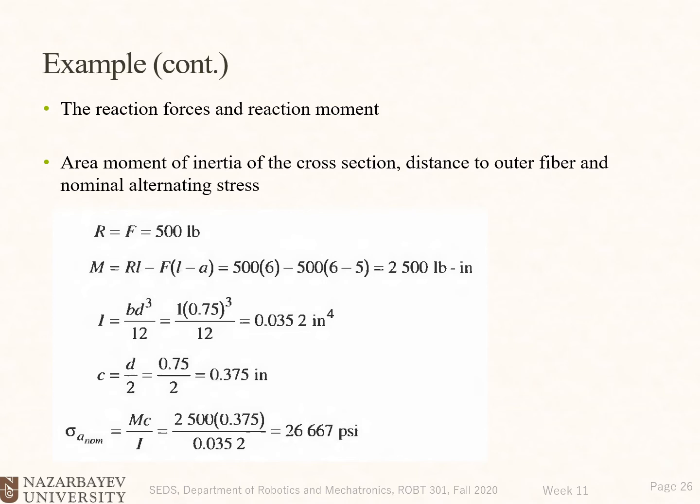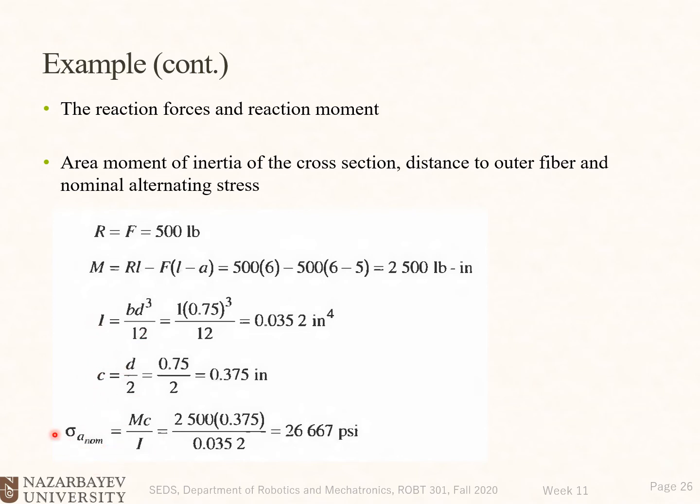Okay, then we proceed with those steps. The reaction forces and reaction moment are to be calculated. So these are the reaction forces and moment at the base of the cantilever beam. It is very easy to calculate them by writing sigma F equal to 0 and sigma M equal to 0. The area moment of inertia of the cross section, the distance to the outer fiber, and the nominal stresses are the other steps that should be done to calculate the nominal alternating stress. Okay, so I and C are calculated.